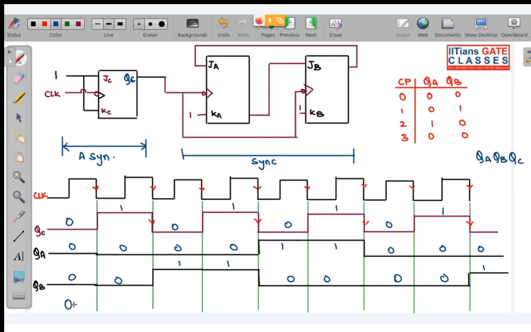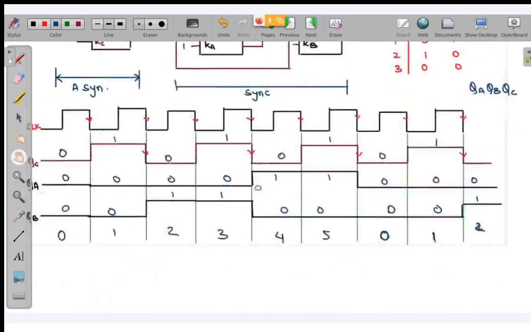So you can see this is 0. Okay. So this is 0 0 1. So this will be 1. This is 0 1 0. So this will be 2. 0 1 1. So this is 3. 1 0 0, 4. So 1 0 1. This is 5. Again you are getting 0. And again your counting states will continue. This will be 1. This will be 2. Like this it will go on and on.